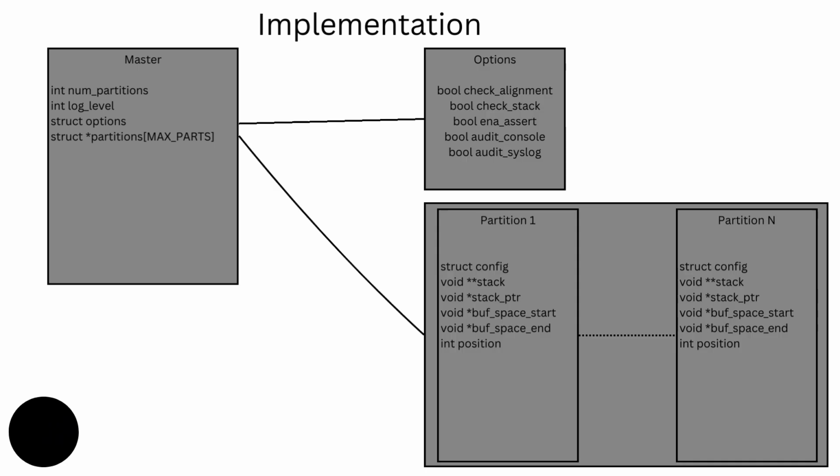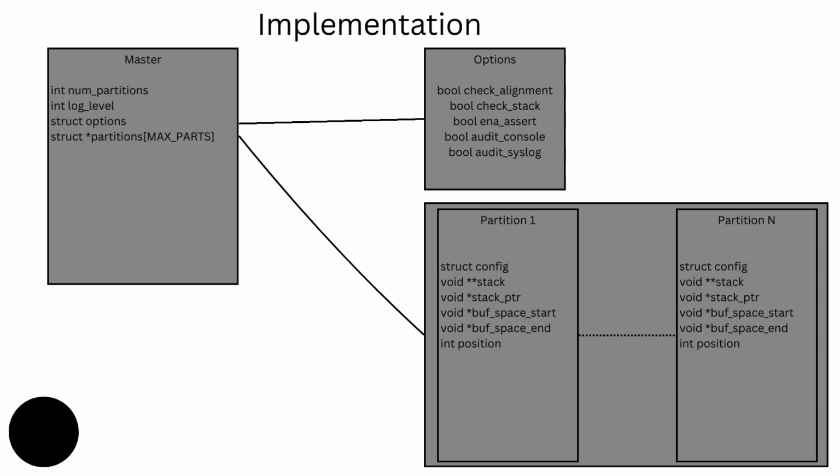All right, so here are the options: check alignment, check stack, enable asserts, audit to the console, audit to the syslog. I've got another slide where I'll talk about them, but this is just an overview of the actual implementation that I did while I was working on this. Each partition is a variable length. There's up to max parts partitions, but this could also be made into a double pointer. So we allocate all of the space, and this could be however many partitions you need for your system.